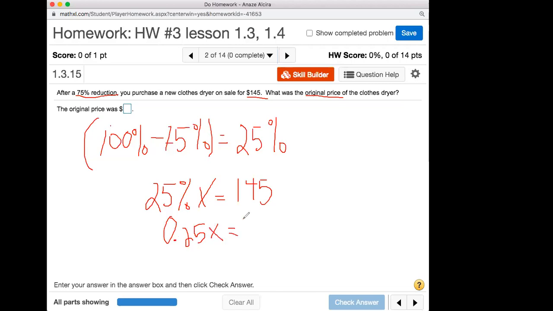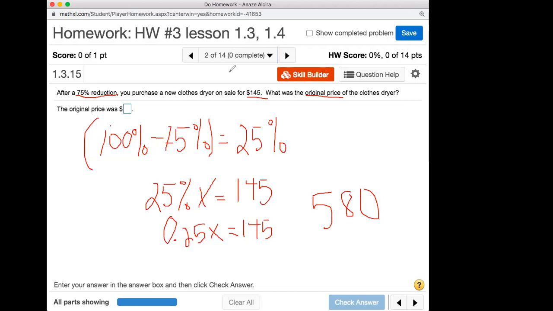And then to solve it, you want to grab the calculator and take 145 and divide it by 0.25. So you're just dividing both sides by 0.25. So 145 divided by 0.25 will give you 580. So the answer is $580. Now guys, you can check this too. If you were to do 25% of 580, is it going to give you 145? Okay, so there's the answer for that one.